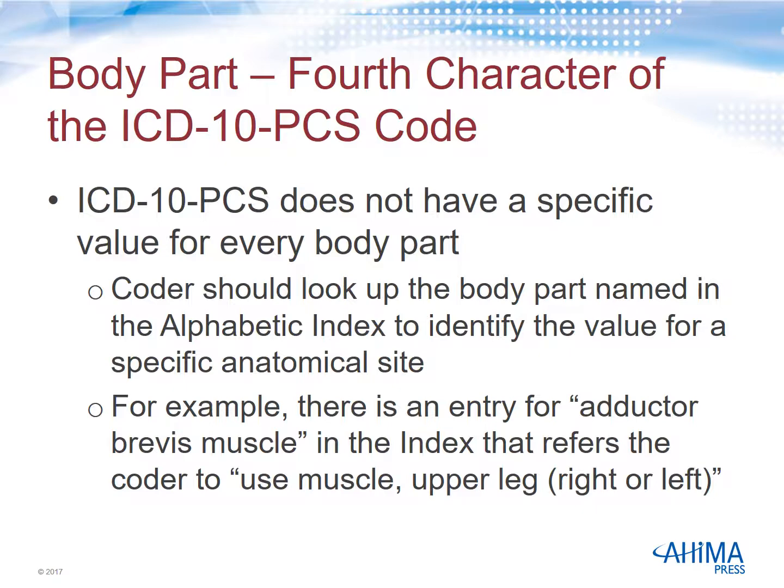The coder should look up the body part named in the alphabetic index to identify the value for a specific anatomical site. For example, there is an entry for an adductor brevis muscle in the index that refers the coder to use muscle, upper leg, right or left.